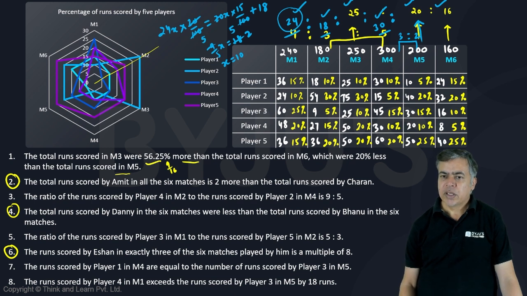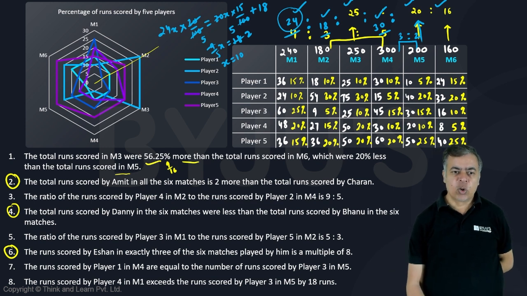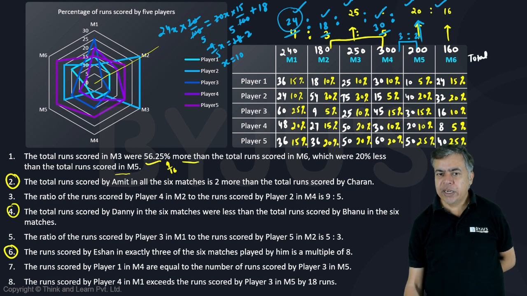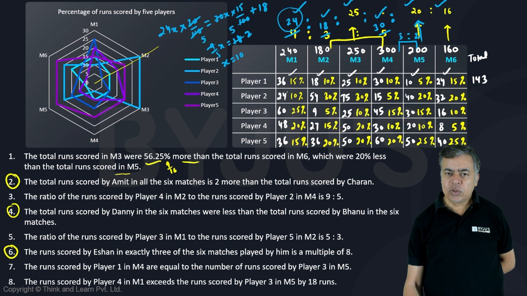Right? And now see, he is saying the condition, the total runs scored by Amit in all the 6 matches. Let's write the total also. Right, total. So 36, 18, 54, 54, and this is 55. So 109, 109, 119, 143. Right? Here it is 24, 54. Okay, it is 78. 78 and 75, 153, 168, 168, 208. Okay, 208, 208, 240.